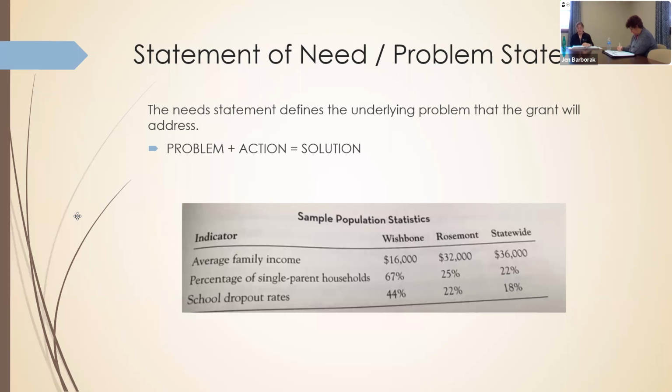And there's a worksheet that I will send out, worksheet 3.1, and it'll help you organize your information so that you can write a good statement of need. It has to define the underlying problem that you intend to address should you get the funding from the funder. And it answers the question, why should the funder give money to my organization for this problem?